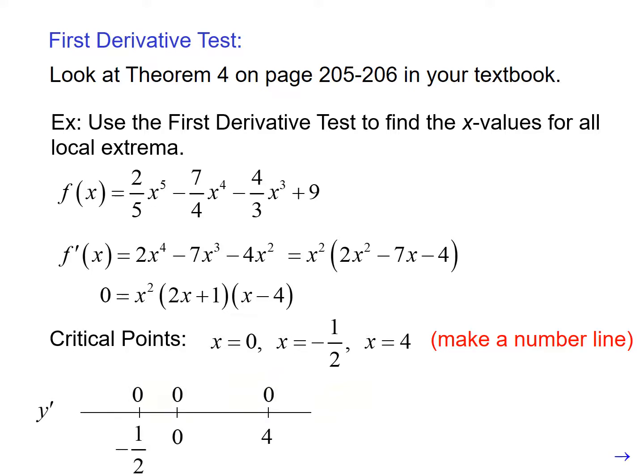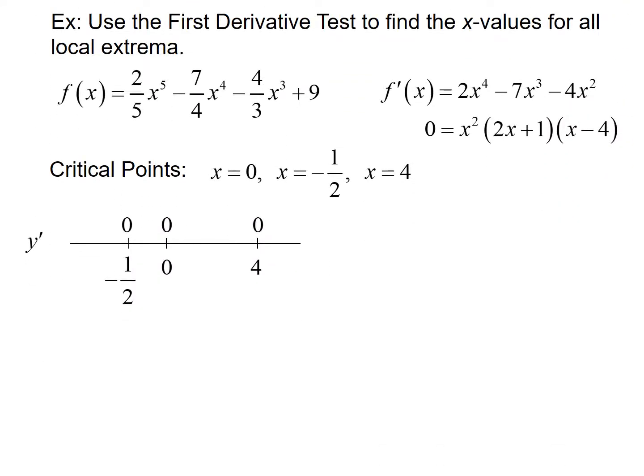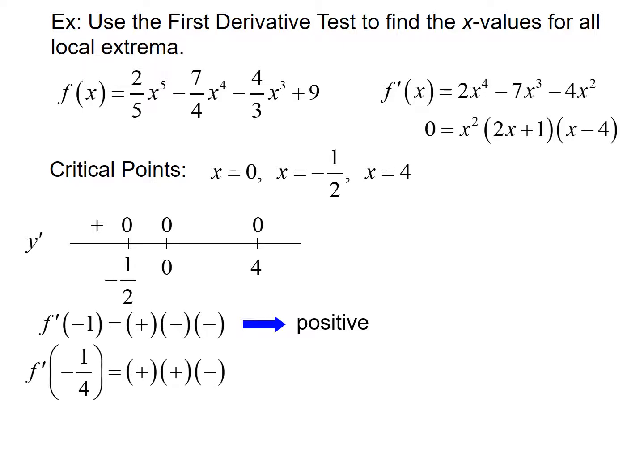So we make our number line, and using our number line, we check values of the first derivative. So we check a number to the left of negative 1/2, so we can check negative 1. That's positive, so our function is going up from negative infinity to negative 1/2. Check a number between negative 1/2 and 0, like negative 1/4. We get negative, so then the function goes down.